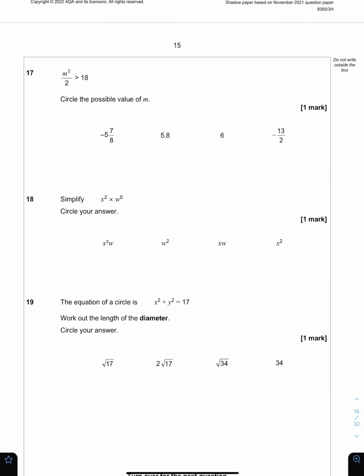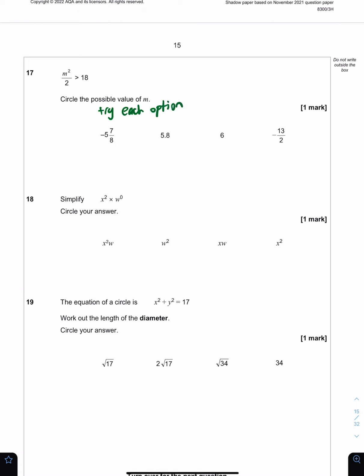Next question. m squared over 2 is greater than 18. Circle the possible value of m. Okay, well, we can do this one of two ways. Because it's multiple choice, we could just use each of the answers, square it, and see which one works out. That's one way we could do it. So if I, first of all, multiply both sides by, in fact, do you know what? Yeah, I'm going to do that. I'm going to just take each answer, square it, divide by 2, and then see which one works out. So try each option, basically.